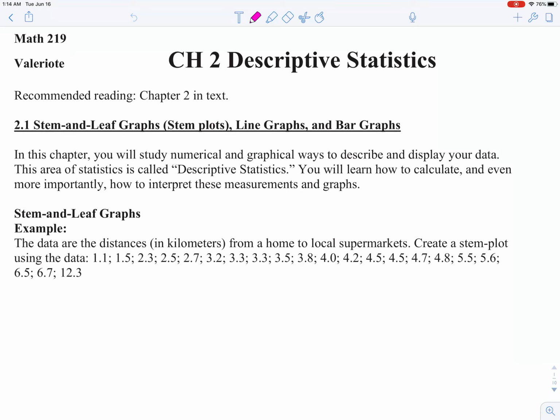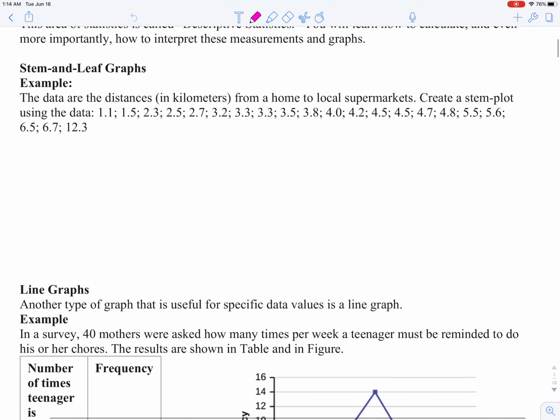All right, so in this chapter, you will study numerical and graphical ways to describe and display your data. This area of statistics is called descriptive statistics, right? Because graphs and all these things will help us describe statistics to other people to get your point across. You'll learn how to calculate and, even more importantly, how to interpret these measurements and graphs. All right, so here's the first one.